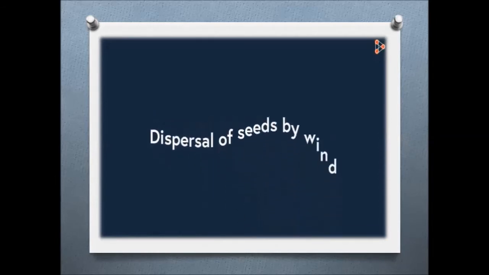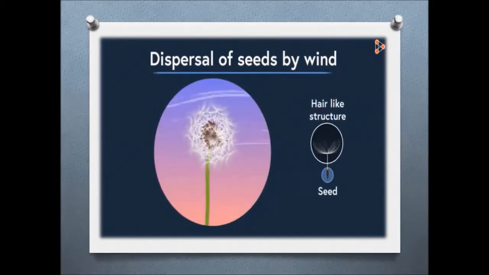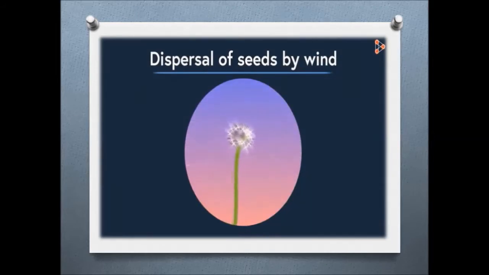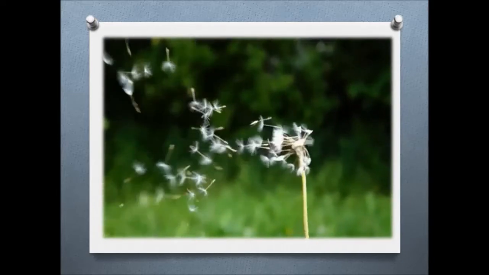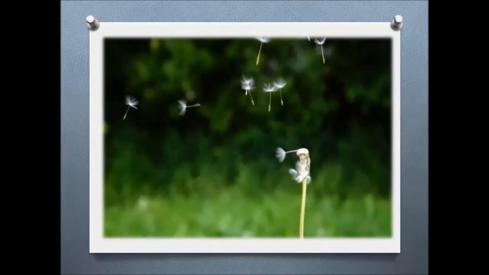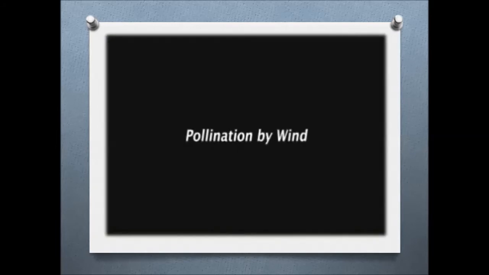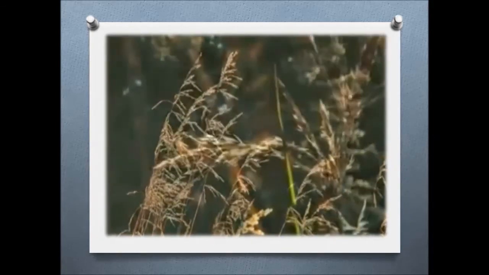Point of dispersal is the wind. Seeds of plants like dandelions have parachute-like or hair-like structures attached that are so light in weight that they easily get carried away by the wind. Thus, even the seeds get carried to distant places. Many plants are pollinated by the wind and do not require the help of animal pollinators.